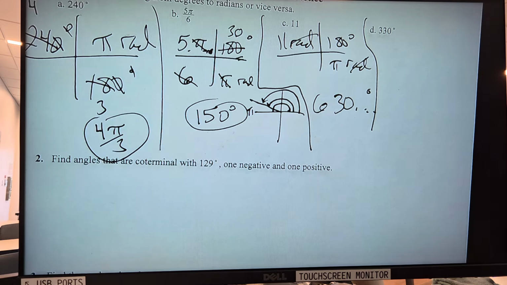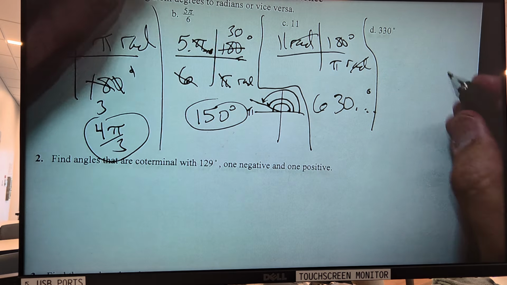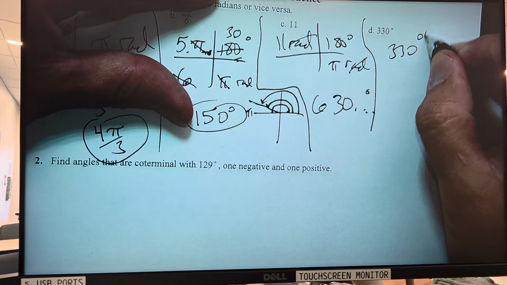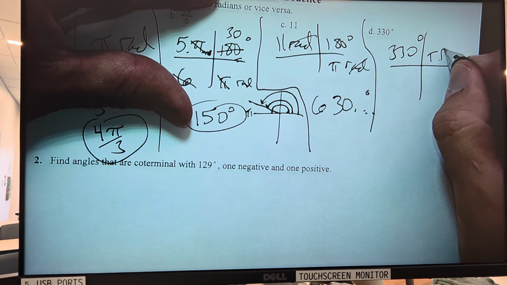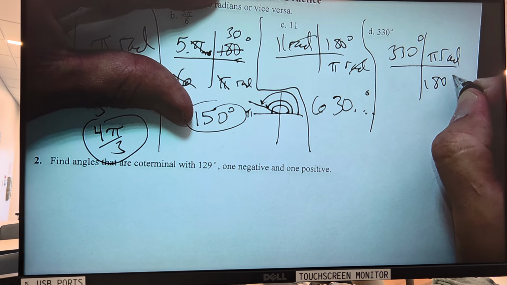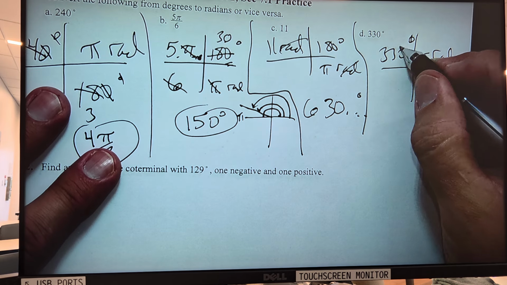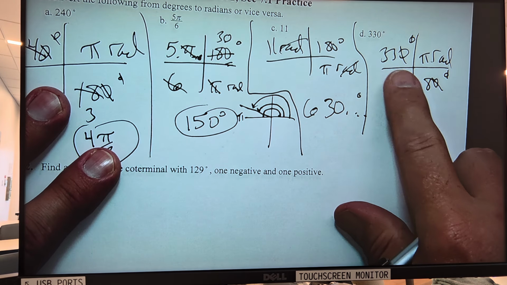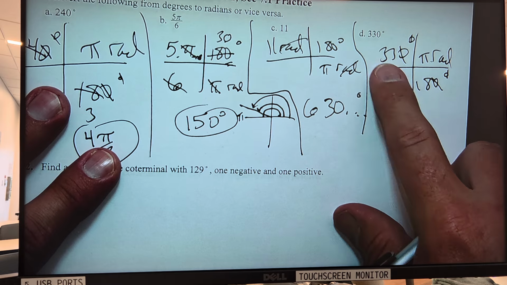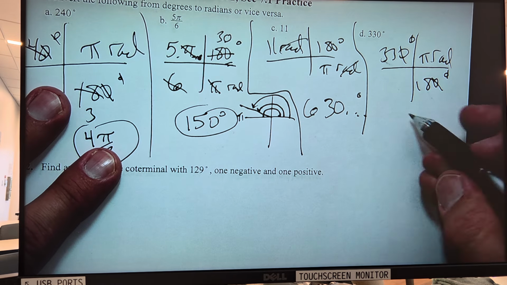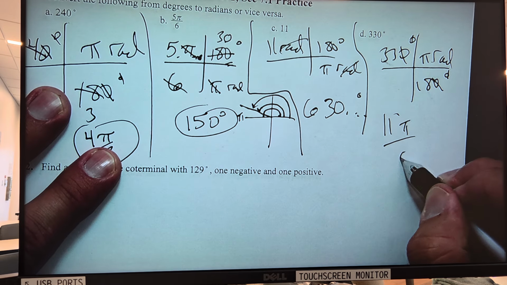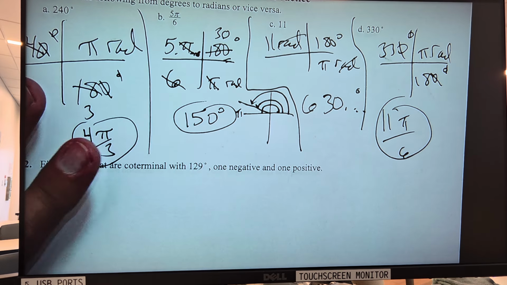And then the last one is just like the first one. 330 degrees. Pi radians is 180 degrees. I put the degrees on the bottom so they cancel. Then I can reduce these. Obviously, what goes into both of these? 3. So I get 11 pi over 6. Kabam.